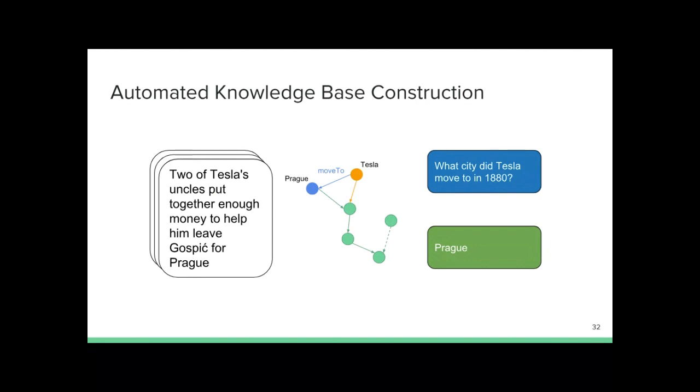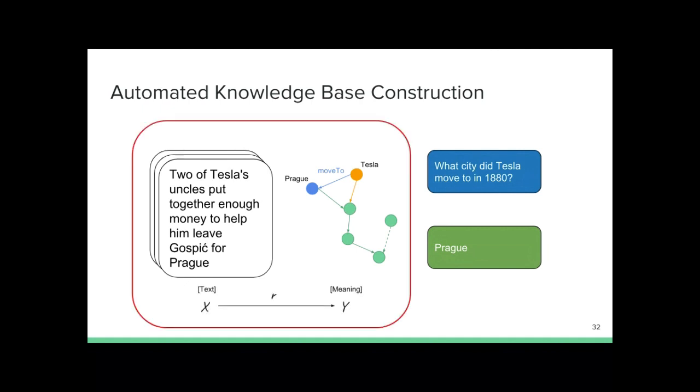Just to remind you, it's the task of going from language to a knowledge graph of this sort. I'm going to use this running example, this sentence, for most of my part of the lecture, so it's worthwhile to go through this a little. There are two of Tesla's uncles that put together enough money to help him leave Gospage for Prague. Very simple sentence. We're going to map this to some kind of graph. And ideally, what we want to do with that graph is then answer questions like, what city did Tesla move to in 1880?